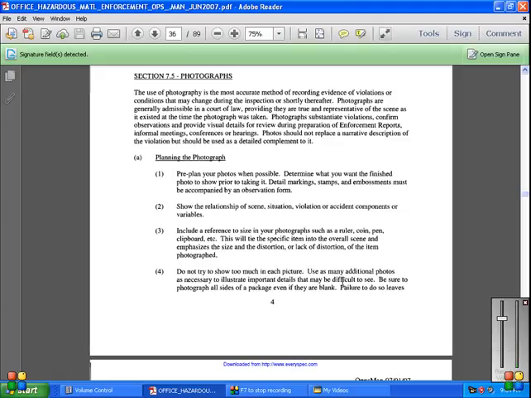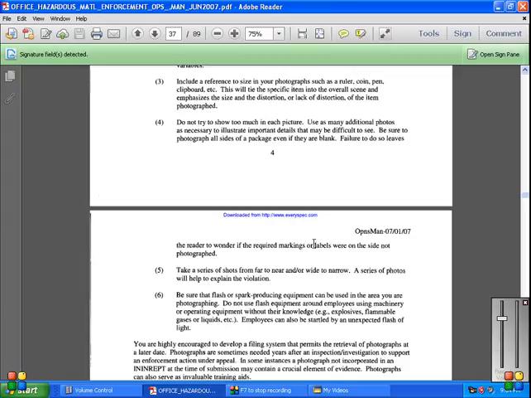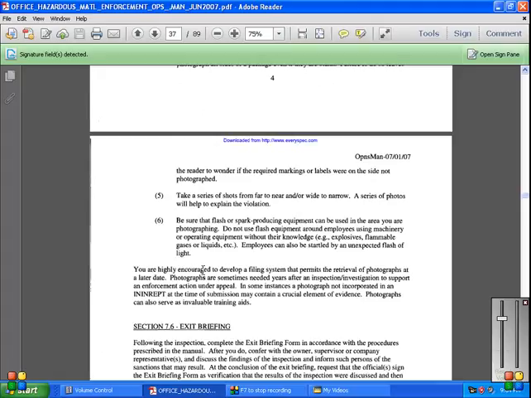If records and markings are labeled on the side of the package, take a series of shots from far, near, wide, and narrow. A series of photographs helps explain the violation. Be sure the flash or spark-producing equipment can be used in the area you are photographing. Do not use flash equipment around employees using machinery or operating equipment, or around explosive or flammable gases, liquids, etc. Employees can also be startled by an unexpected flash of light.